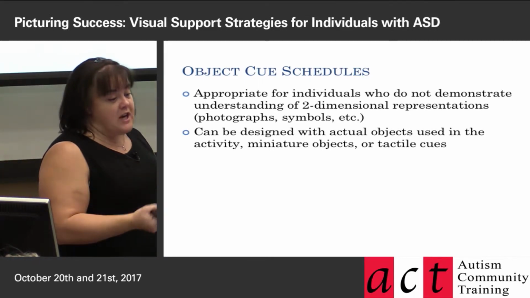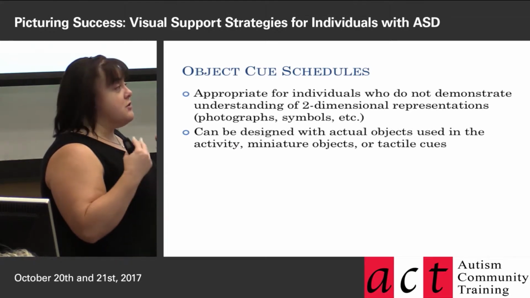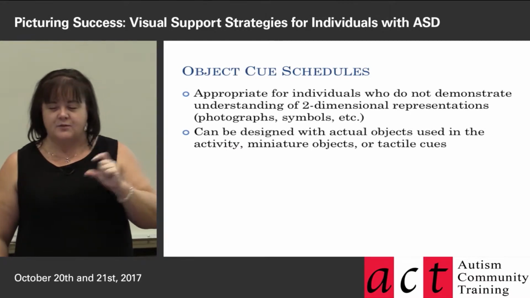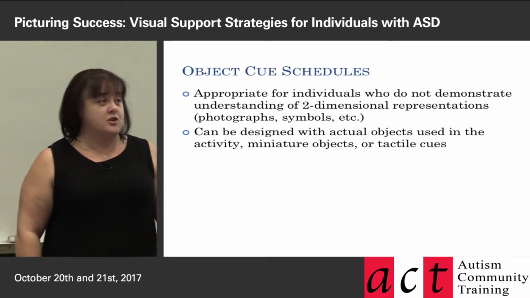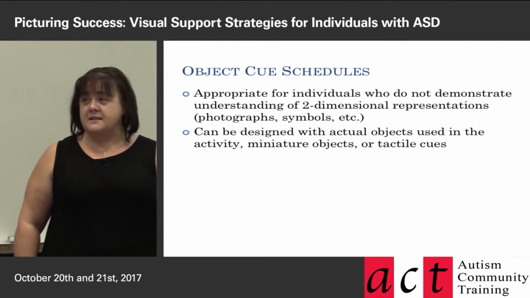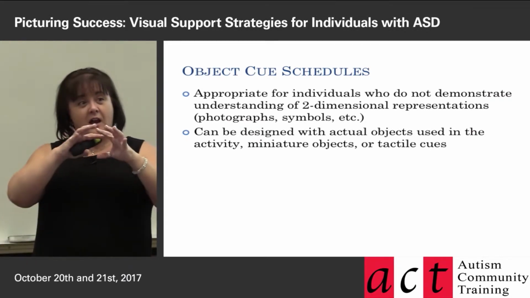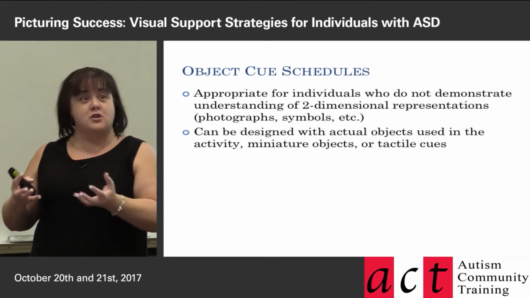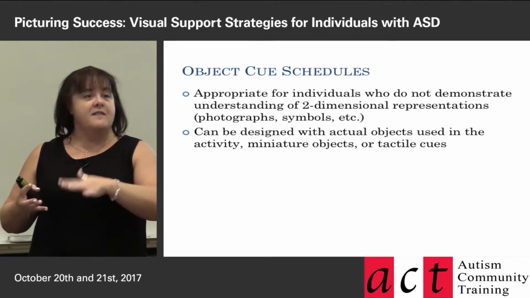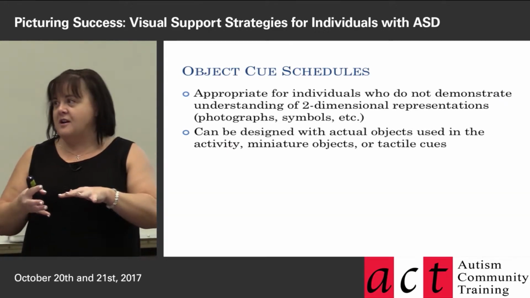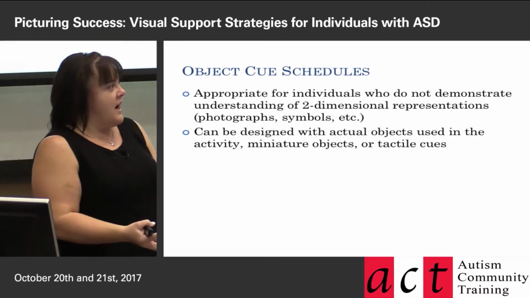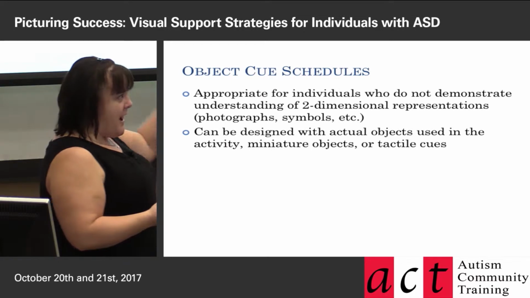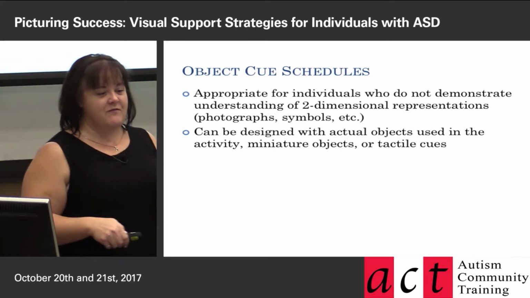So you can use object cue schedules. You can use actual objects, you can use miniature objects, and we'll talk about some caveats with that in a second. You can also use tactile cues, and I'll show you some tactile cues that are not necessarily like the object, but really more for individuals with significant visual impairments who are not relying on sight at all. Then we'll be using tactile information. So we don't necessarily need a whole object, but we need something that, from a feeling perspective, feels the same as whatever it is we're trying to convey, okay?